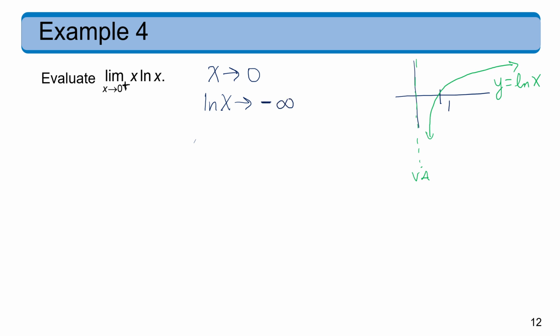So the form here, we have a product. One factor is going to 0 and the other is going to negative infinity. It's not 0 minus infinity, it's 0 times negative infinity. This is the indeterminate product we were just talking about.